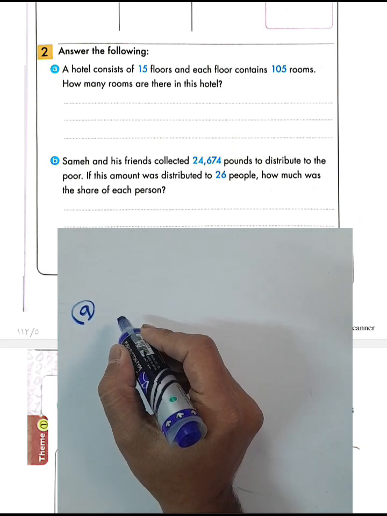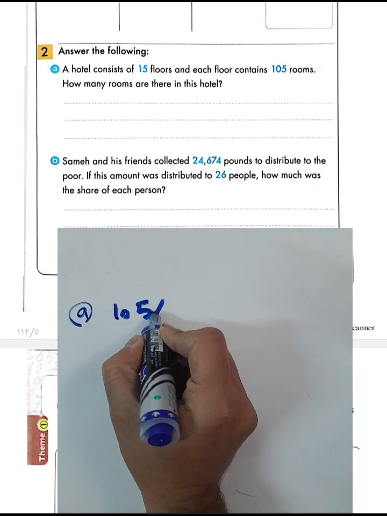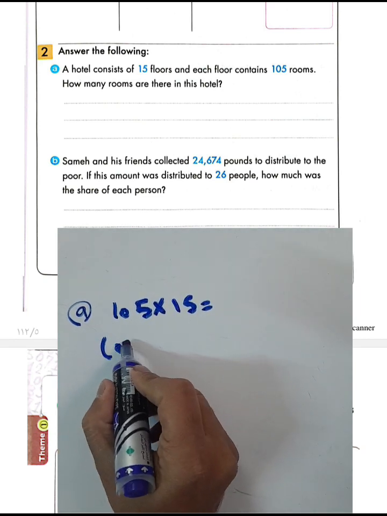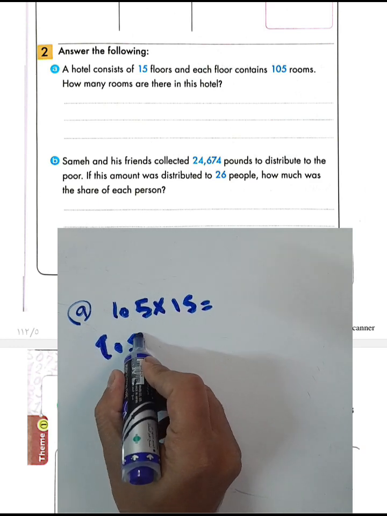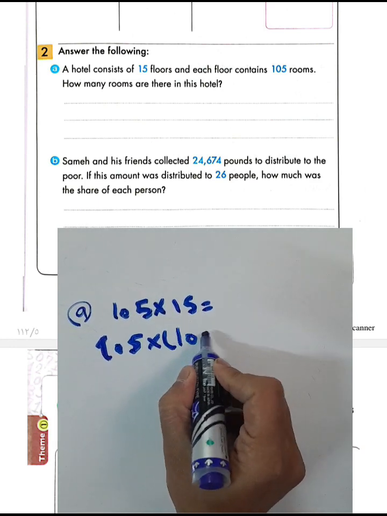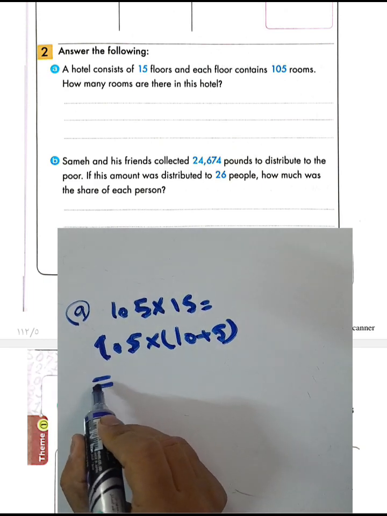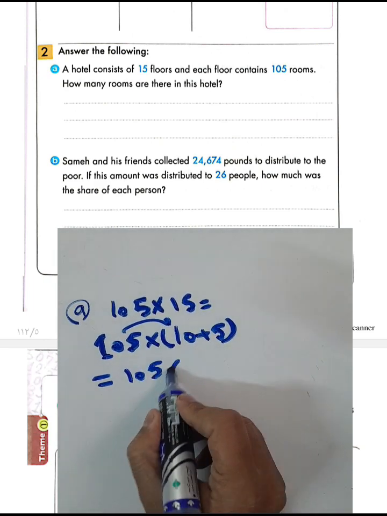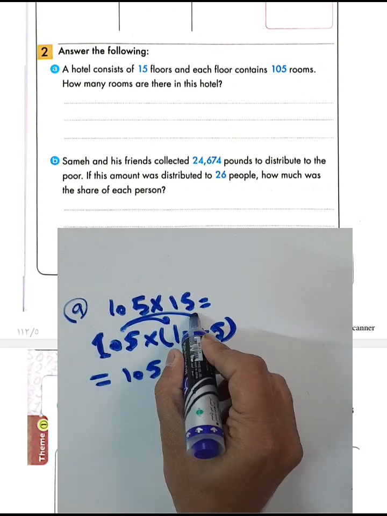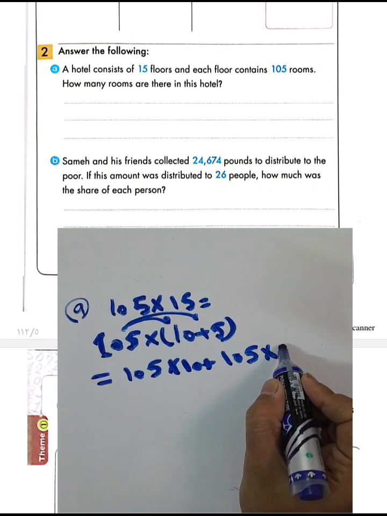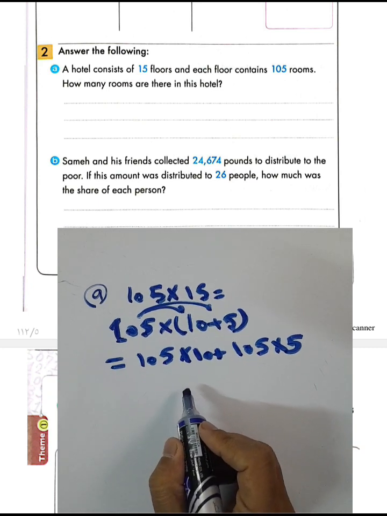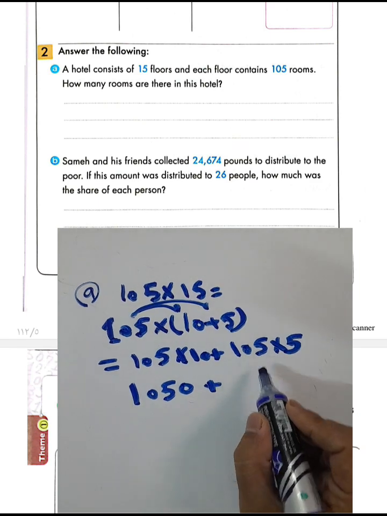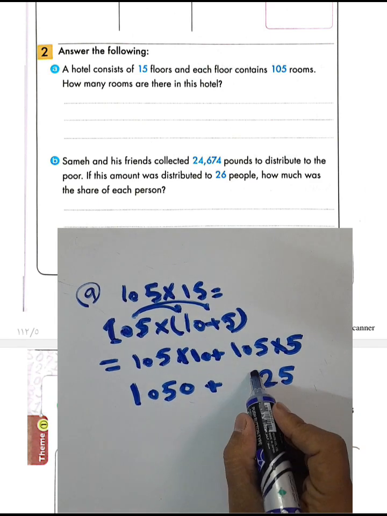The total number will be 105 multiplied by 15. We can use the distributive property here. Write 105 multiplied by 15, it will be 10 plus 5. And then using the distributive property, write 105 times 10, and then 105 multiplied by 5. 105 times 10, then write 105 and write 0 behind it. 5 times 5 is 25. And 1 times 5 is 5.